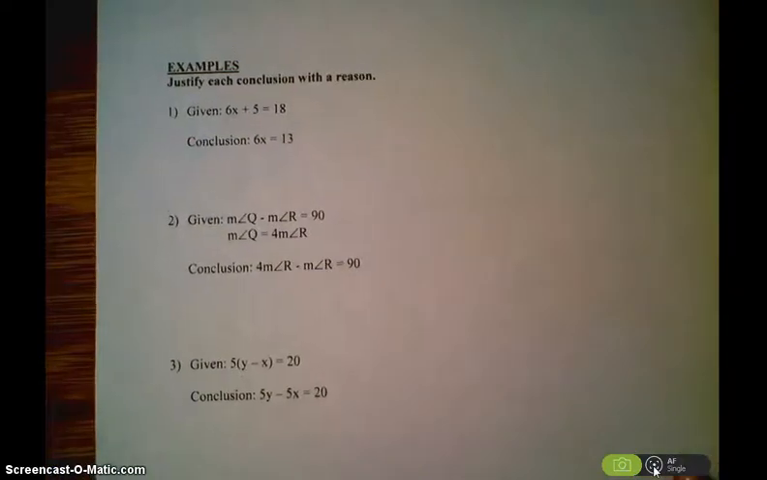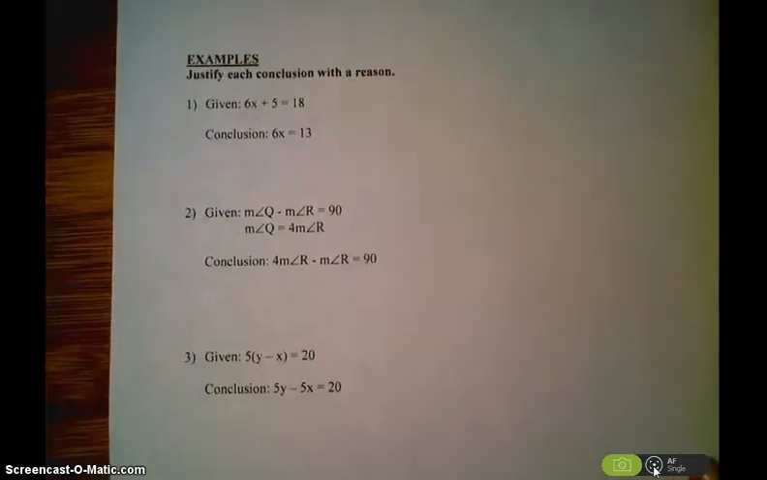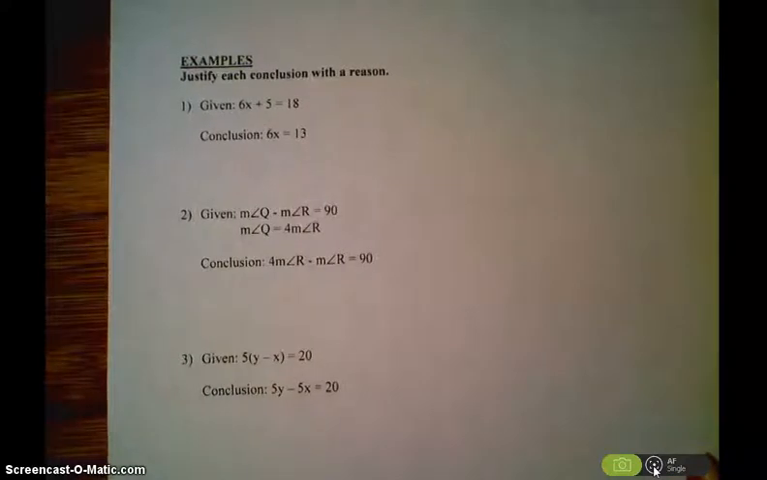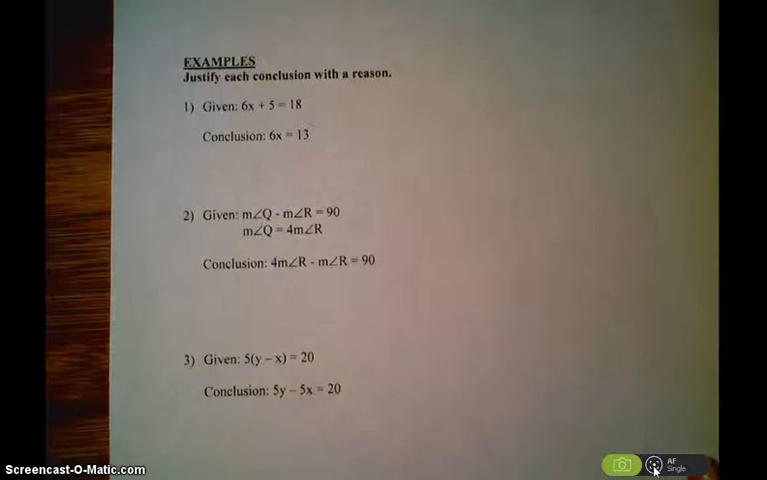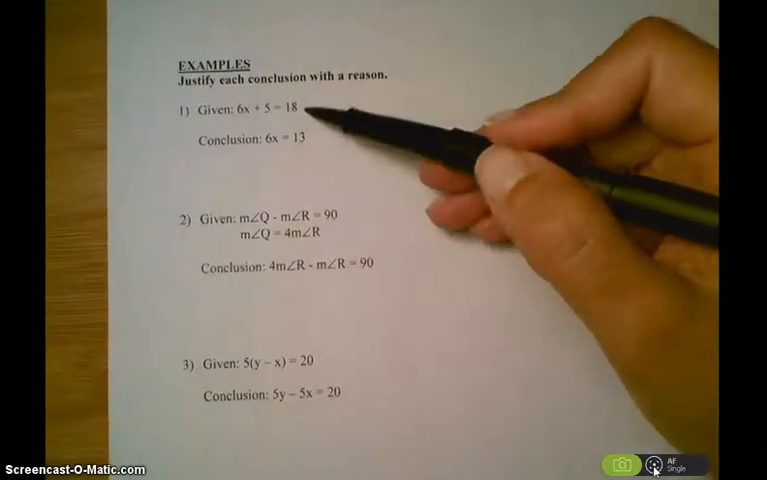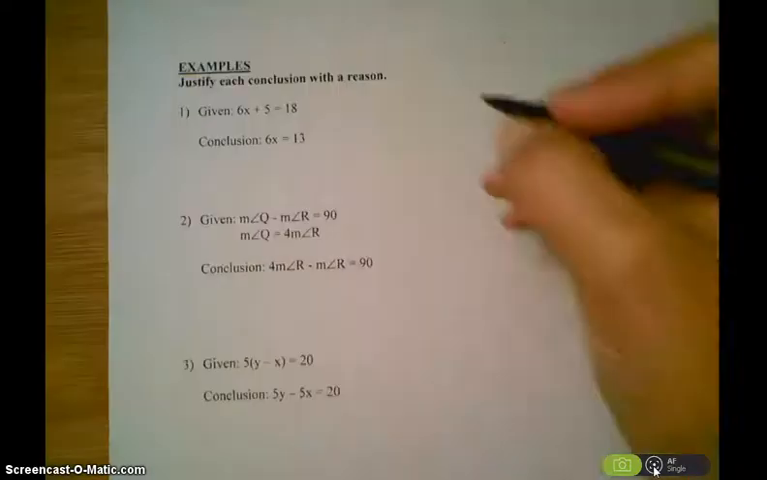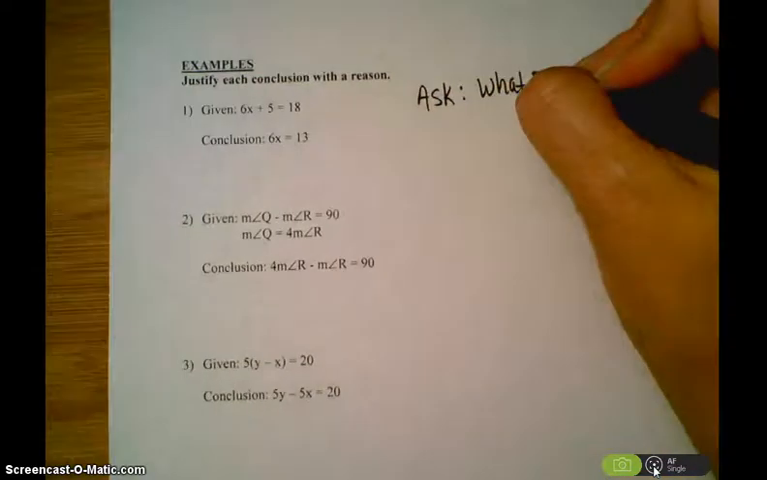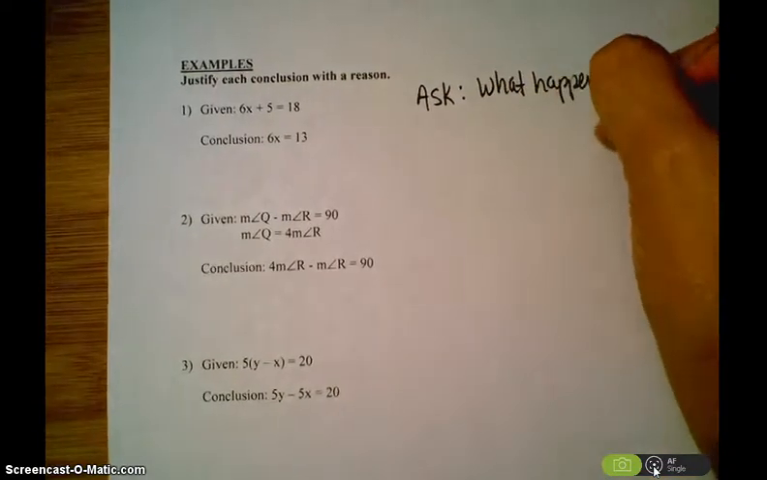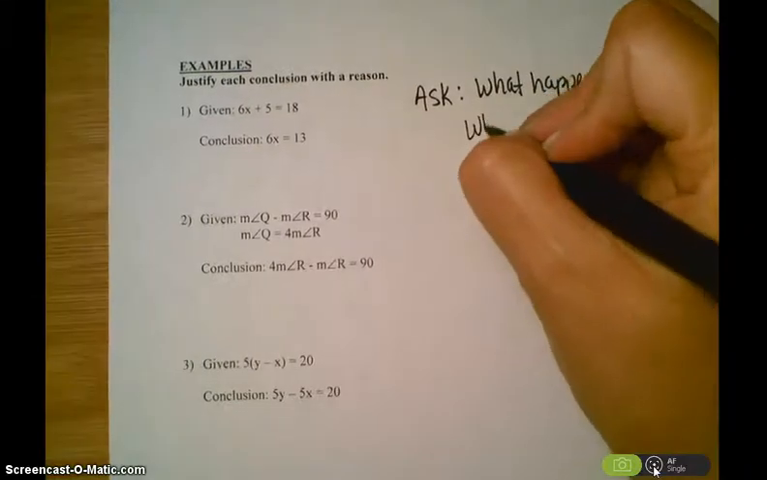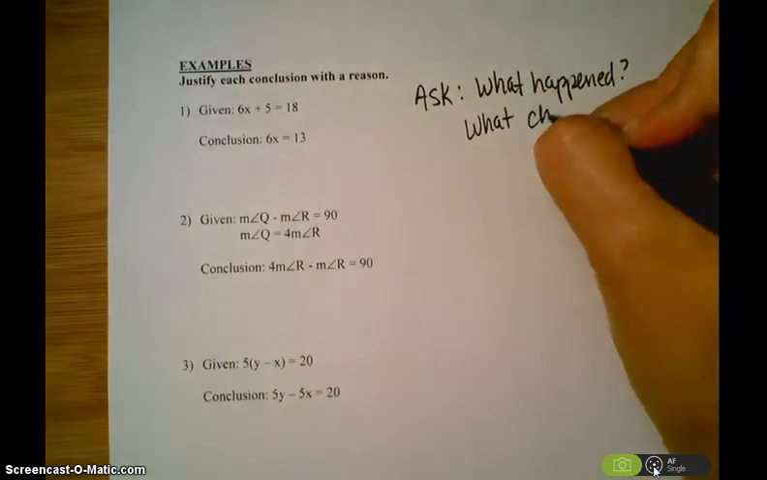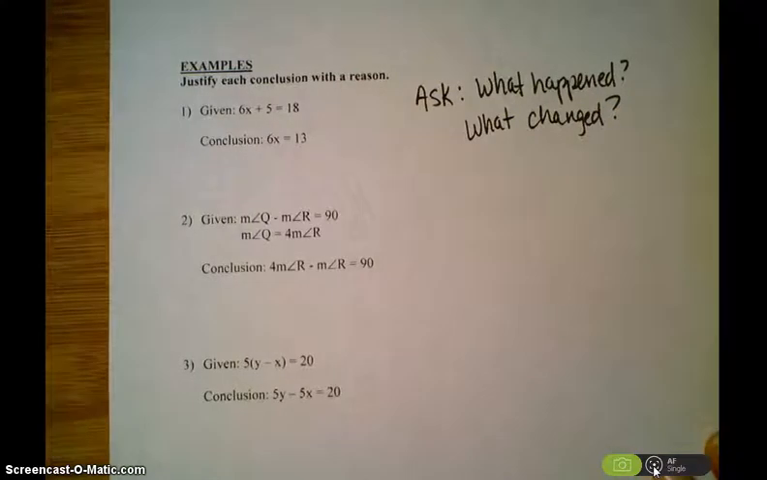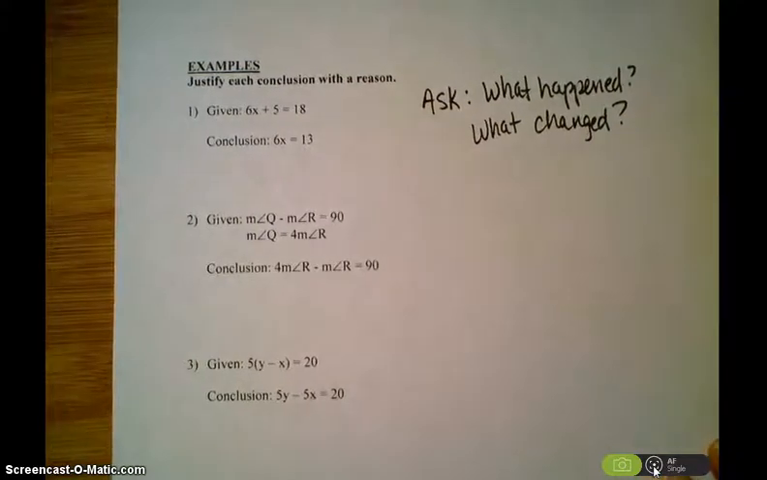Okay, on page 2, we have some given statements, and then we have a conclusion that was reached. What we're looking for is a reason, one of our algebraic properties: how did we get from the given to the next statement? So I like to ask myself, what happened? I'll ask myself, what changed? And those are good questions because hopefully you can suss out what the changes are.